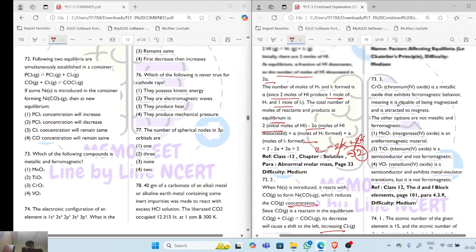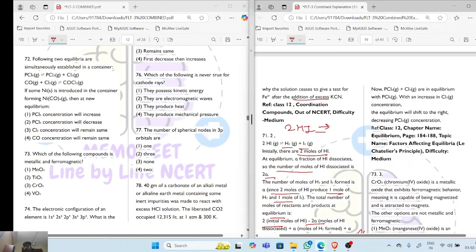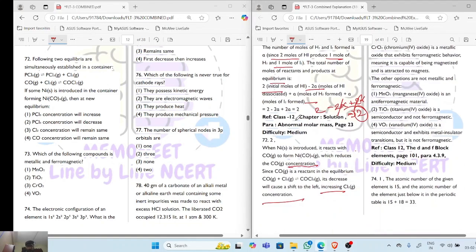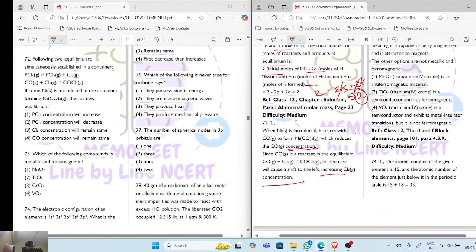Now PCl3 plus Cl2 are in equilibrium with PCl5 gas. With an increase in Cl2 concentration, the equilibrium will shift to the right, decreasing PCl3 concentration. So option number two, which is PCl3 concentration will decrease, is our correct answer.